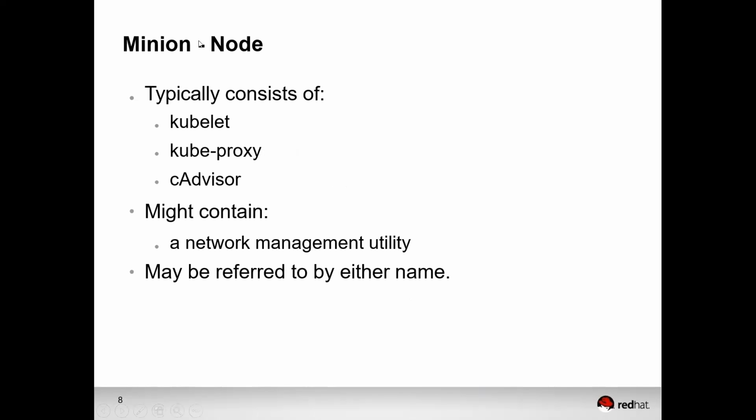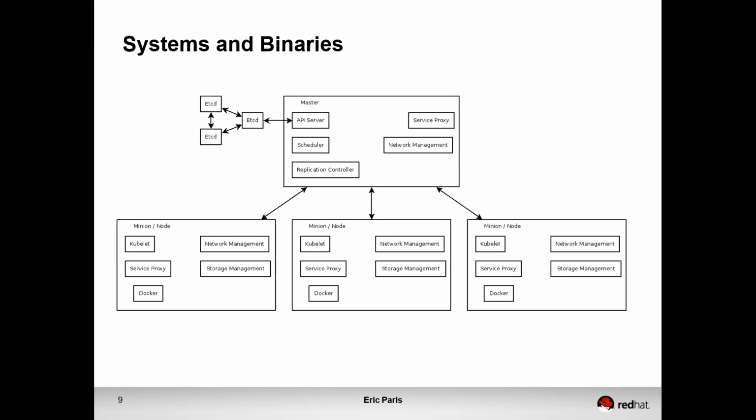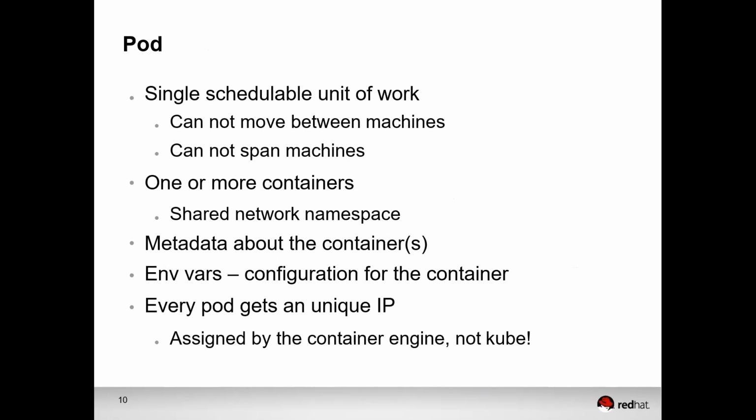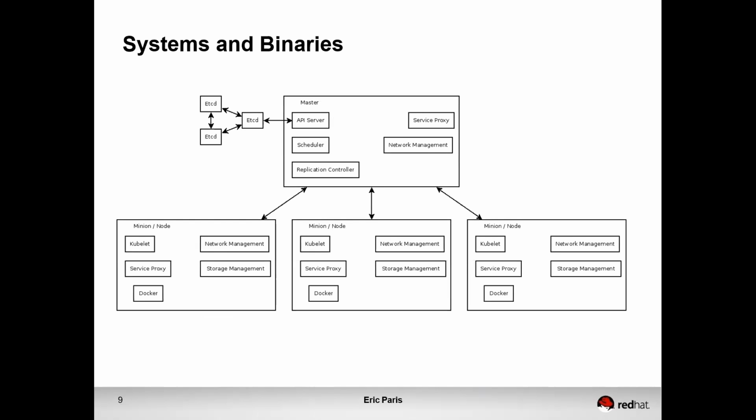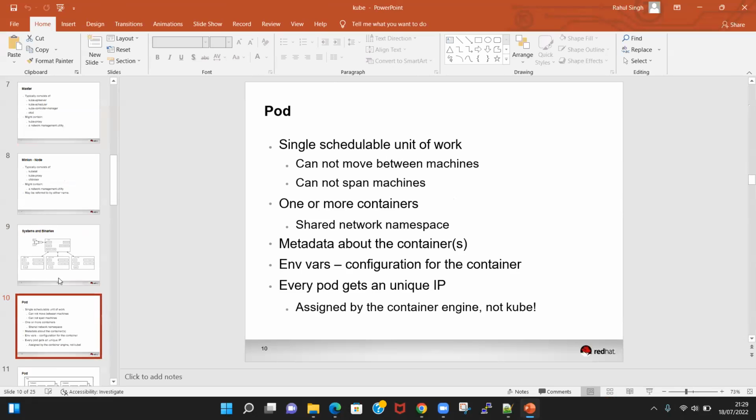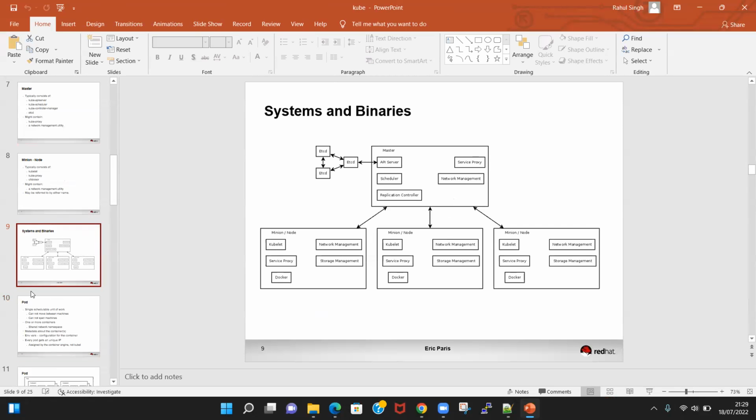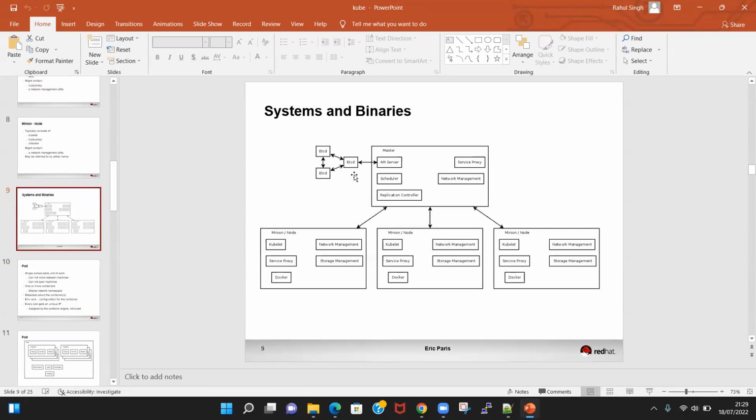On your minion node or node, these services will be running: kubelet, kube-proxy, and cAdvisor. It might also contain a network management utility, which is needed for network management. We'll talk about them one by one. Coming to the pod, if I brief you right away, you might not understand what exactly the pod is. So let's try to install our cluster, and then I'm going to show you one by one what exactly the meaning of it is.